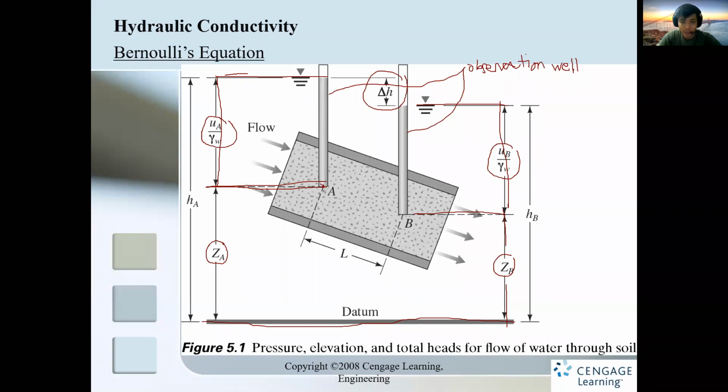So usually we measure the length of our soil parallel to the direction of the flow. That is the L, because the direction of the flow is this way. Right? It should be parallel to the direction of the flow. So again, the length should be parallel to the direction of the flow.